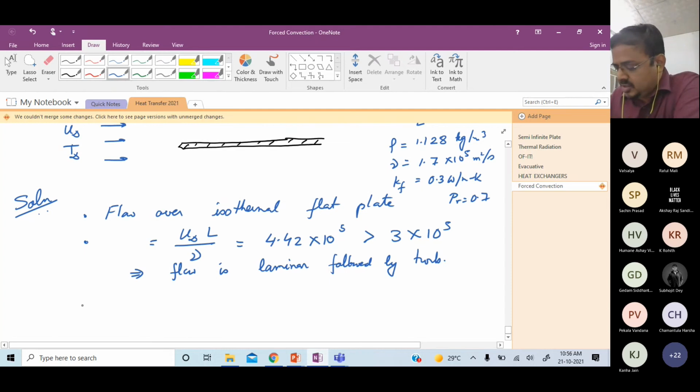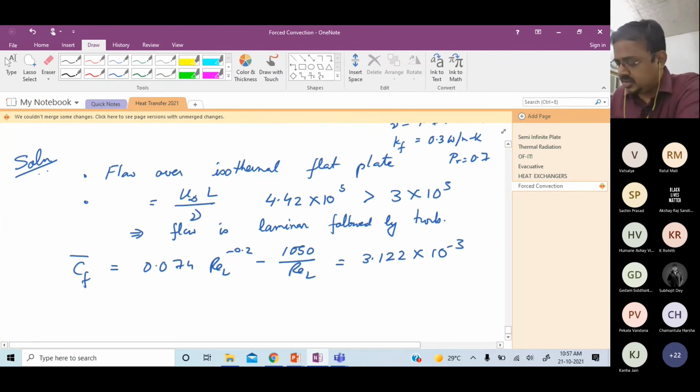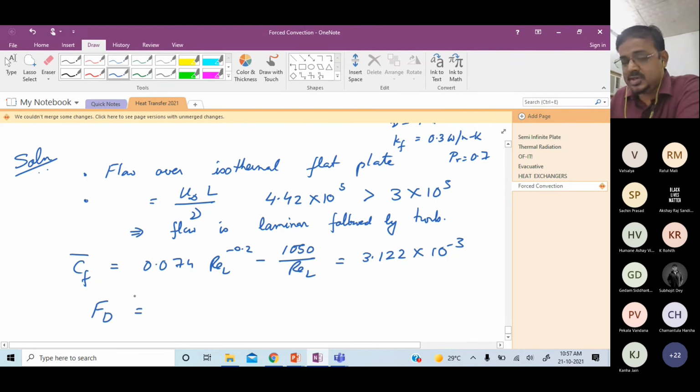So the next thing is you find out Cf from your fluid mechanics. And what is that? 0.074 Reynolds L to the power minus 0.2 minus 1050 over Reynolds L. That's the correlation you have. It turns out to be 3.122 times 10 to the power minus 3 for the friction coefficient. So the drag force, keep this in mind, is half rho U infinity squared Cf times the area of the plate.